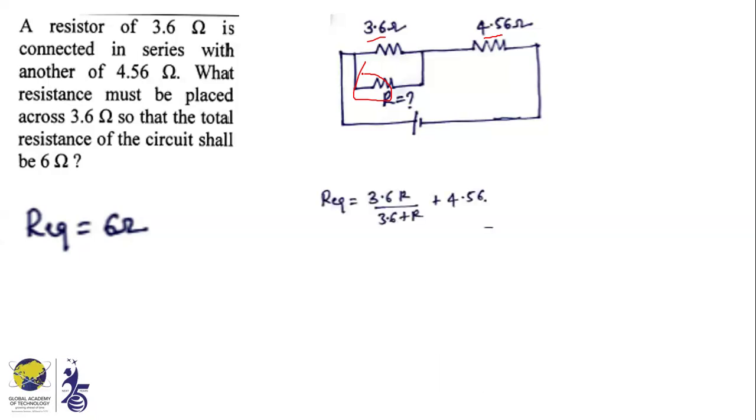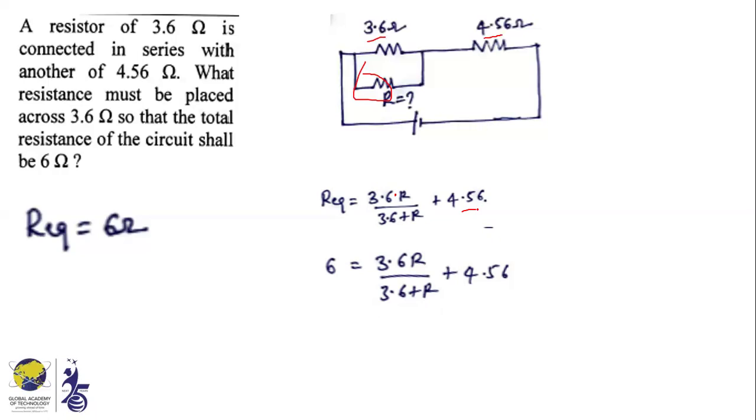So R equivalent is given by, now 3.6 ohm and R are in parallel. Therefore, 3.6 into R divided by 3.6 plus R, which is connected in series to the 4.56 ohm resistor. That's why plus 4.56. So now we have to reduce this. Here you know the value of R equivalent, that is 6 equals 3.6 R divided by 3.6 plus R plus 4.56. Here the unknown term is R.